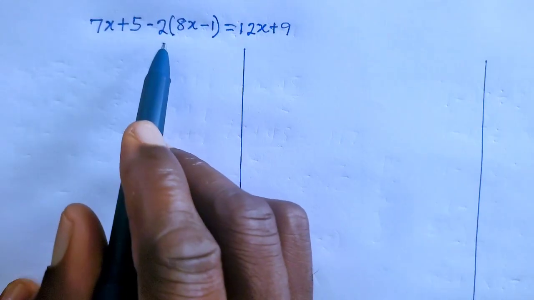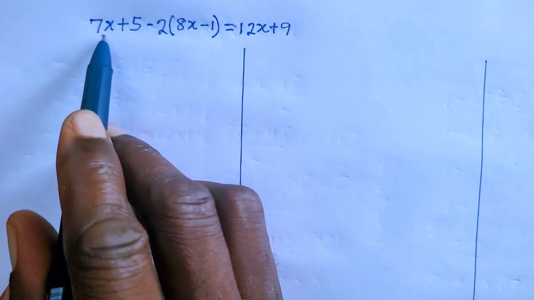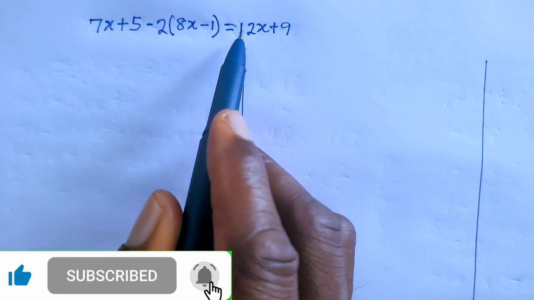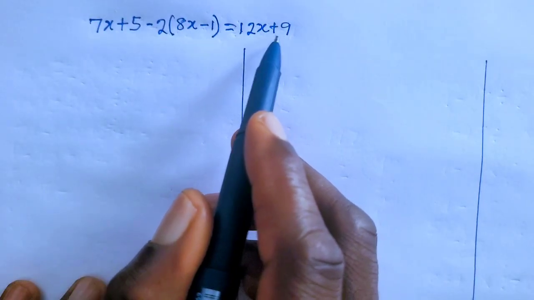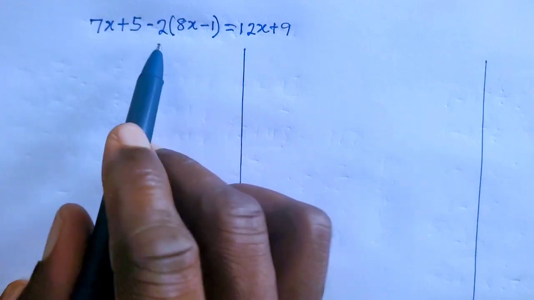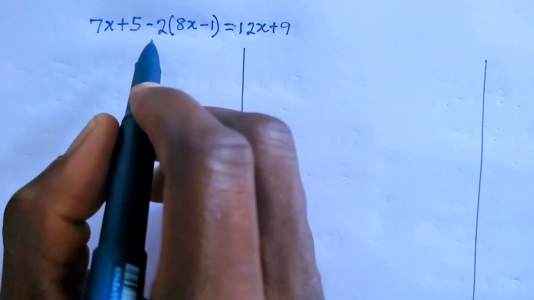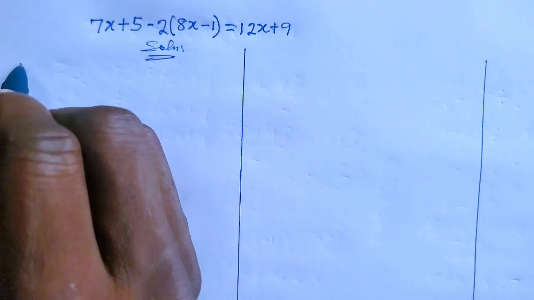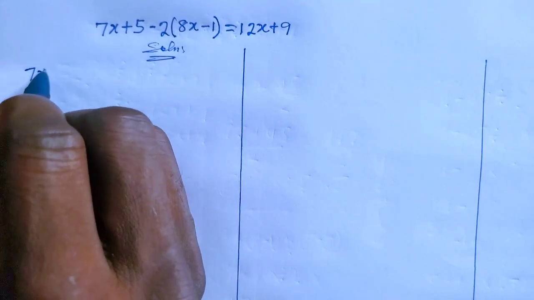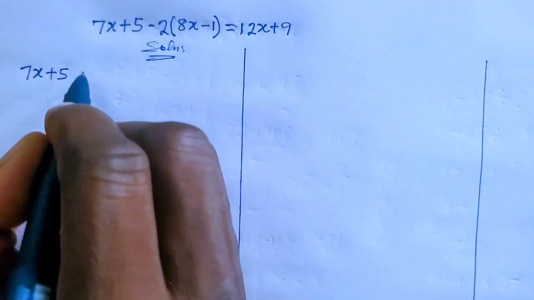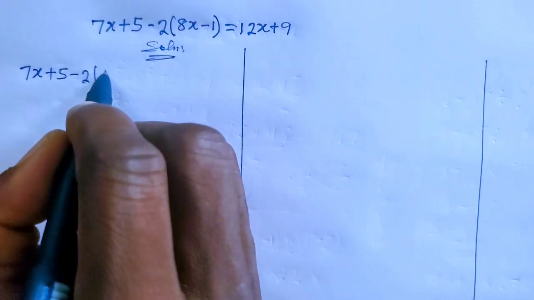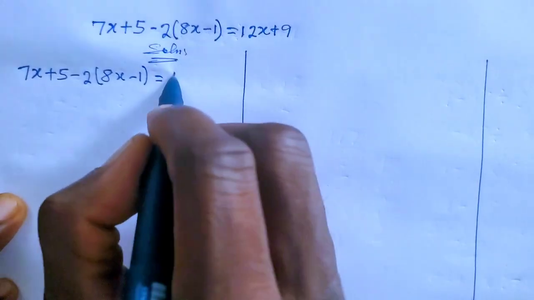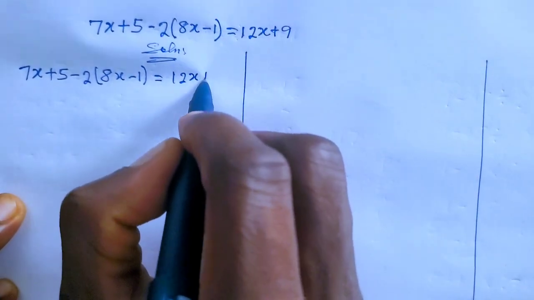We have here a simple linear equation of 7x + 5 - 2(8x - 1) = 12x + 9. Here we have to find the value of x that will satisfy this equation. And we have a solution of 7x + 5 - 2(8x - 1) = 12x + 9.